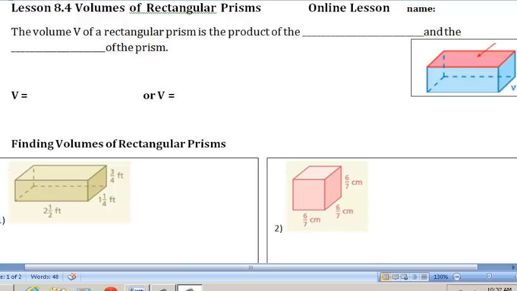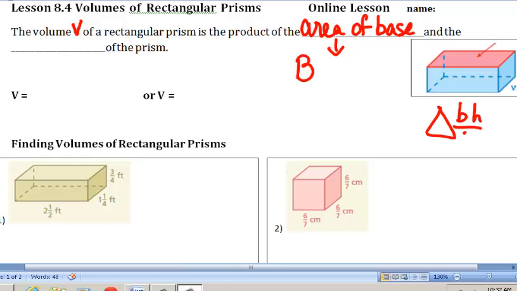Volume, given by the capital letter V, of a rectangular prism is the product of the area of the base. This area of the base is given by uppercase B, not lowercase, because there is a difference. In a triangle we have the base times height divided by 2, and that is a lowercase b, whereas to give the area of the base we always use the uppercase B. And so it's the product of the area of the base and the height of the prism.